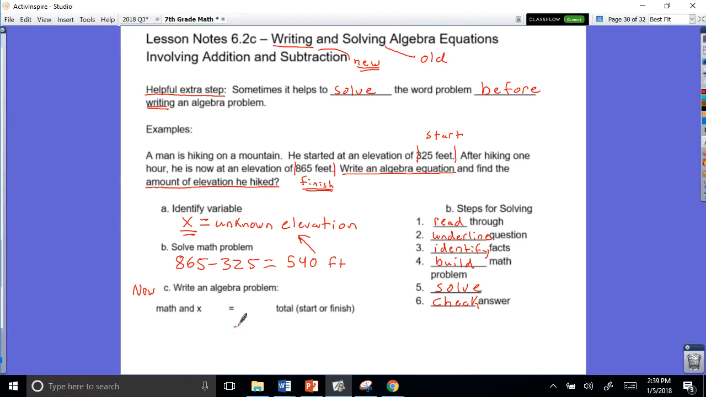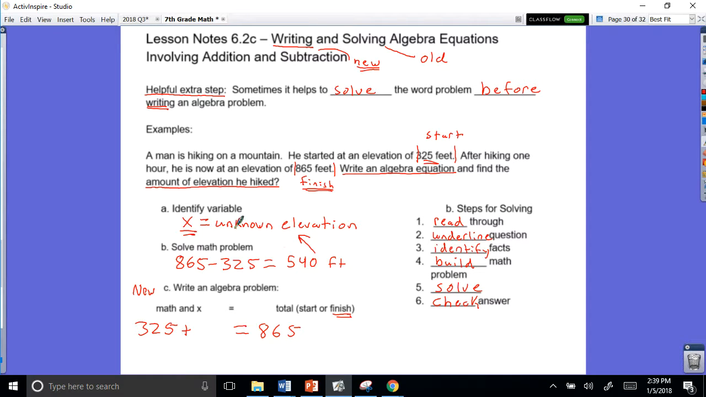So we're going to put our equal sign right here. On this side is going to be our total, and it's going to be our finish number. So I'm going to put 865 over here on this side. Then on this side, I'm going to have to build the math that's going to show how to get 865, using these numbers we have up here. To get 865, I need to take my starting number, 325.